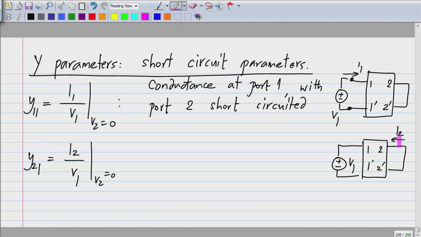So this one is not a conductance. Conductance is when you apply a voltage to some pair of terminals and measure a current going into the same pair of terminals. Here you are applying a voltage here but measuring the current on the other side. So this kind of a thing has dimensions of conductance. It's I2 by V1 but it's at different ports, and this is known as transconductance.